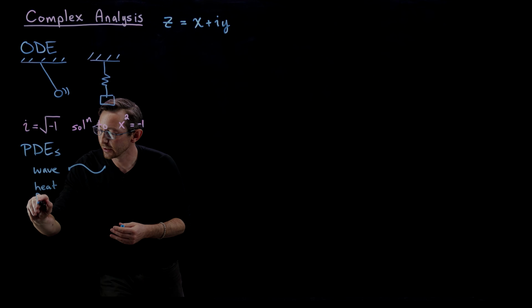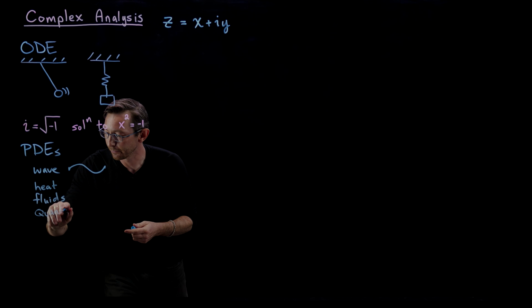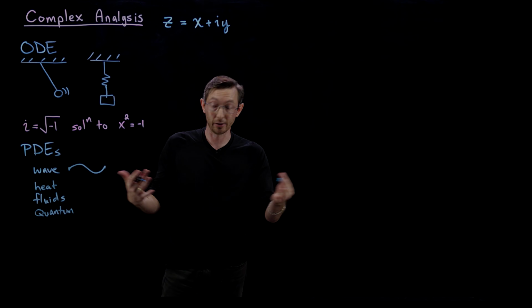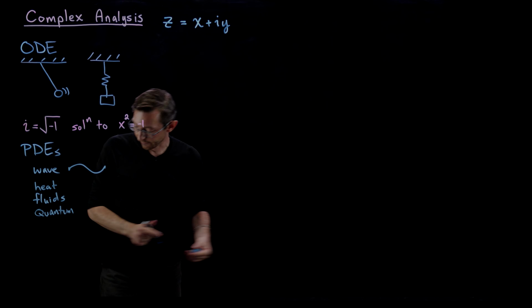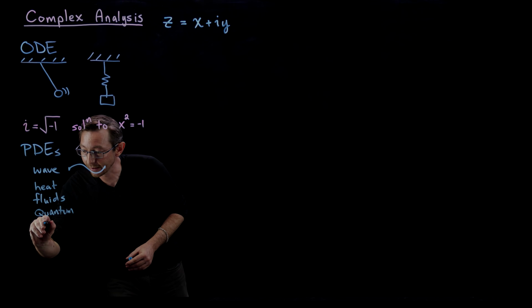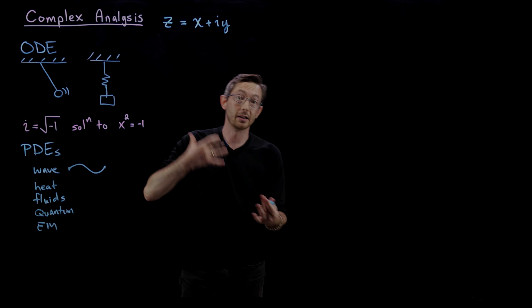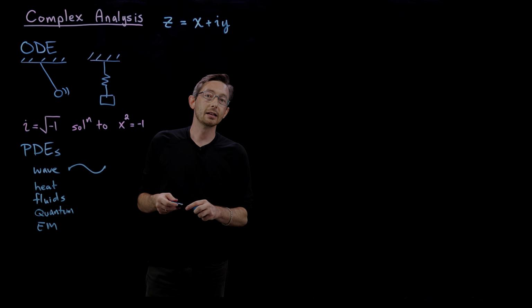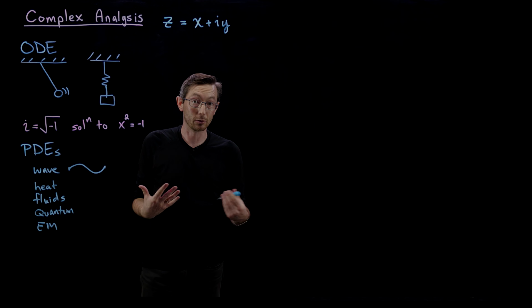This comes up in fluid dynamics, so potential flows. It comes up in quantum, so the Schrödinger equation natively is a partial differential equation in terms of a complex valued wave function. Electromagnetism, the electric and magnetic fields can be thought of as the real and imaginary components of a complex function. So really, these are not imaginary at all. They come up all the time in the physical world.